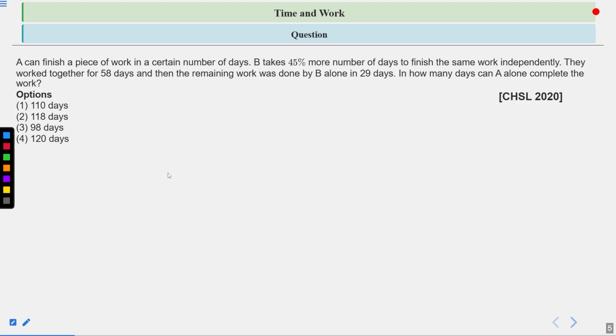So there are four options. First one is 110, second is 118, third one is 98, and fourth one is 120 days. Now you have 10 seconds to analyze the question. Your time starts now. Now time's up. Let's see the solution of this question.